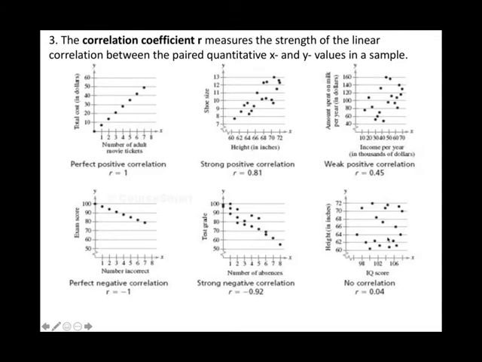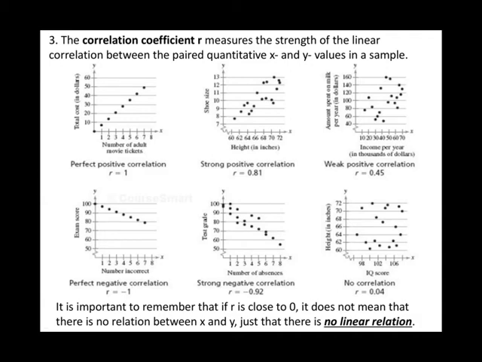And this one, I didn't see any pattern here. If I use the data to find the R, you could see the R is going to be equal to 0.04. Since the R is really close to 0 and we don't see any patterns from here, we could draw the conclusion to say there's no correlation.